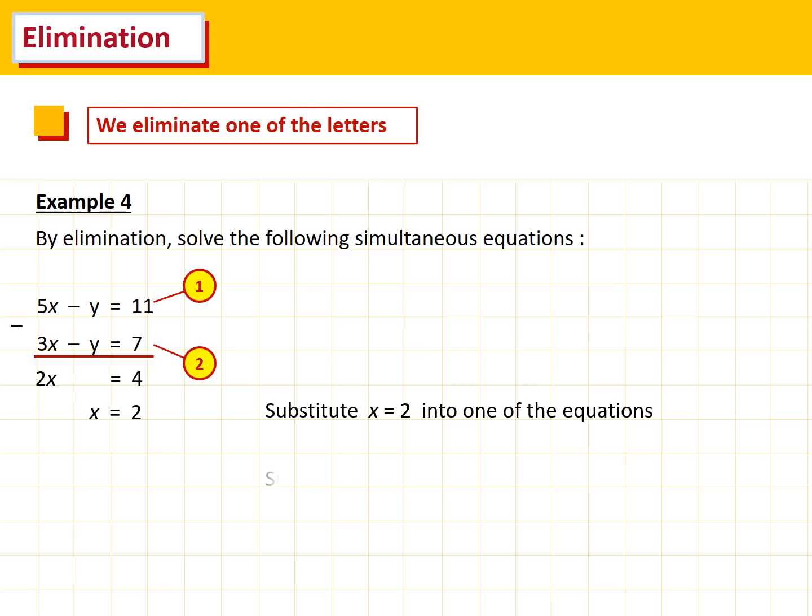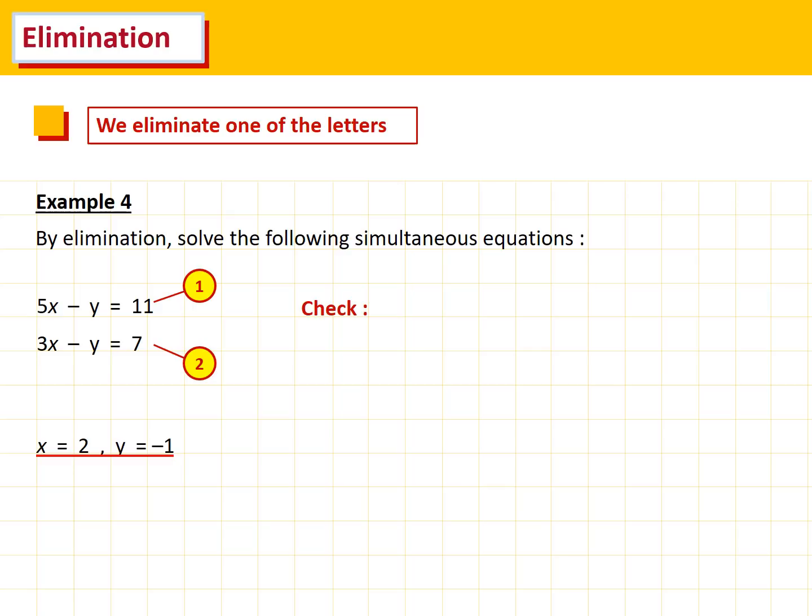Substitute x equals 2 into equation 1. 5x becomes 10. Subtract y equals 11. And therefore y would have to be negative 1. So those are my two values.